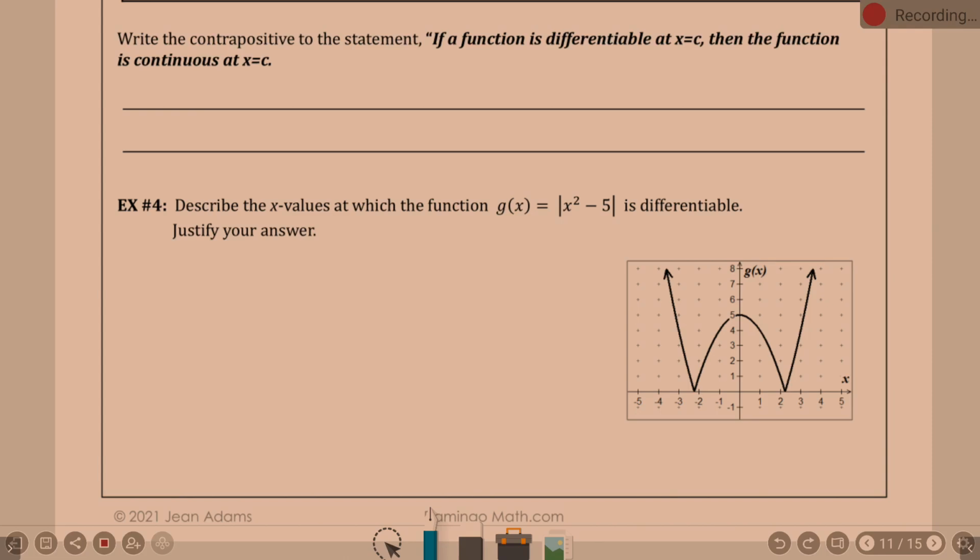Okay. Well, this next problem asks us to write the contrapositive to the statement: if a function is differentiable at x equals c, then the function is continuous at x equals c. So is it, if a function is not differentiable at x equals c, then the function is not continuous? Because that's just not true. No? So it's the nots, but you also have to flip it. So if a function is not continuous at x equals c, then the function is not differentiable.